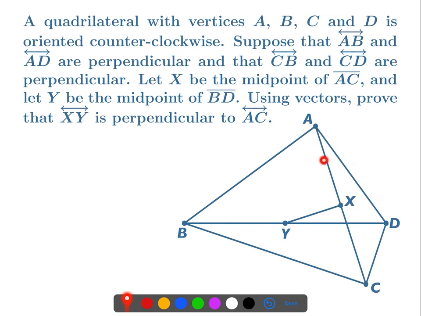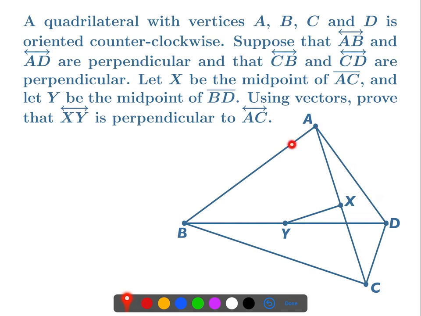And then we look at AC, we take the midpoint, that's X, and we take the midpoint of BD, which we're calling Y. And the problem asks you to prove that this line XY is perpendicular to the line AC, and you're to use vectors. There is a way to do this without vectors, but let's go ahead and use vectors. And let's first write down the given information.